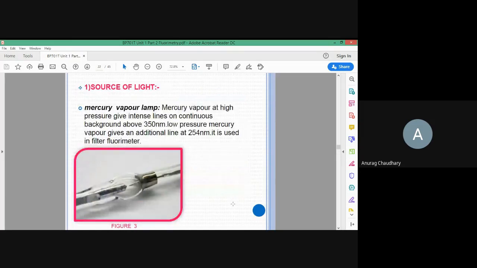First, source of light. Various sources of light are used. First is mercury vapor lamp. Generally, mercury vapor lamp gives continuous radiation about 350 nanometer, and also a line at 254 nanometer. So if we want radiation in this range, we can use mercury vapor lamp. It is used in fluorimeter; in recent modern spectrofluorimeter, it is not used.